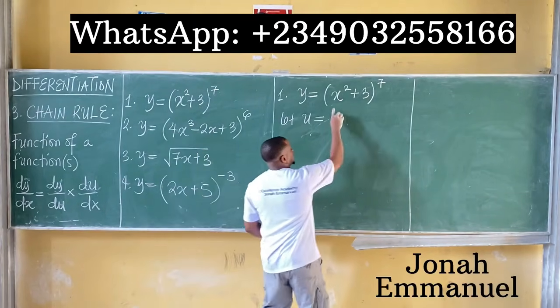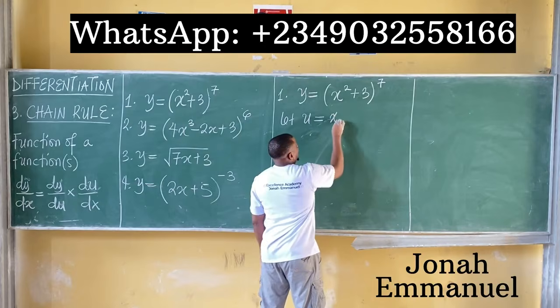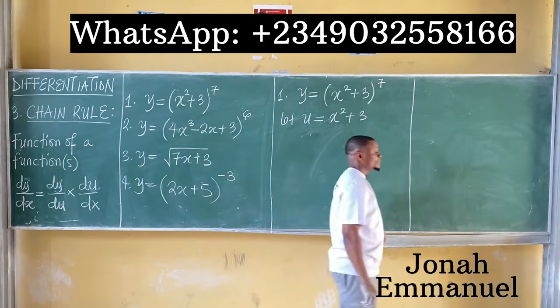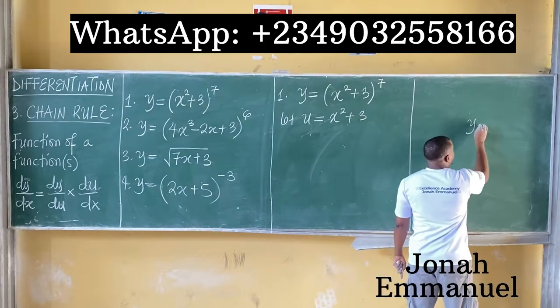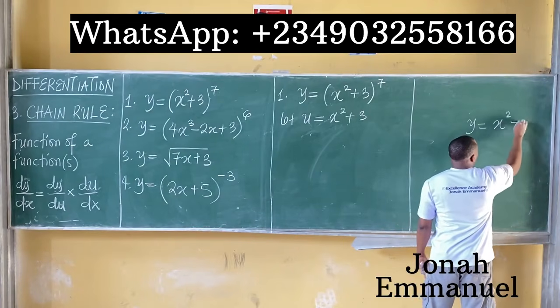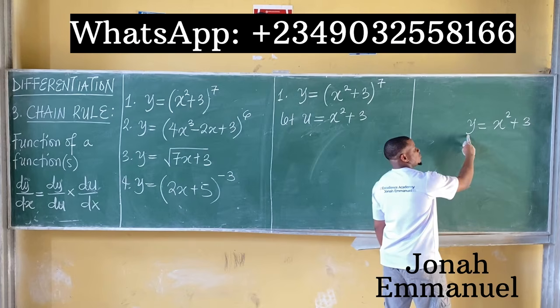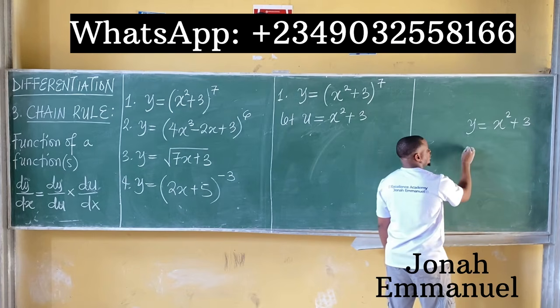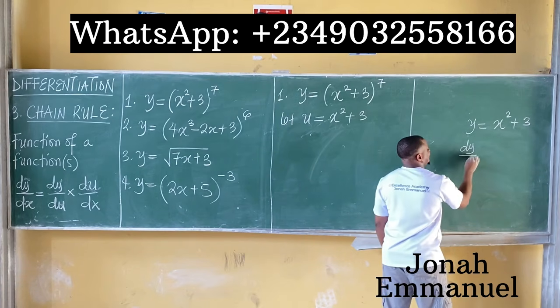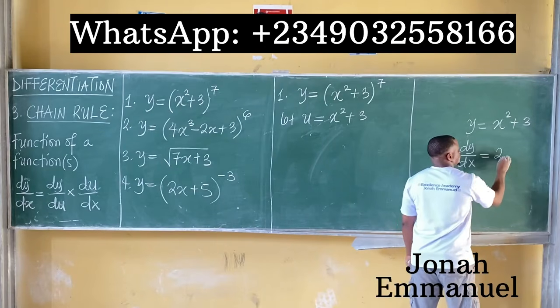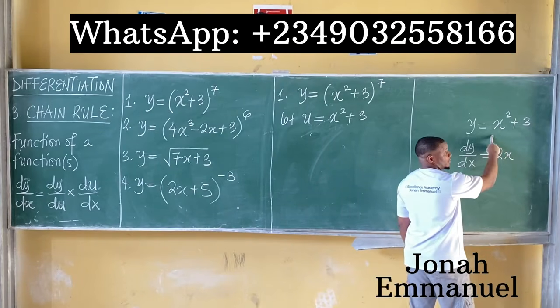In this case, what do you have in bracket there? X squared plus 3. Now listen. If you have y equal to x squared plus 3, for instance, if I differentiate y with respect to x, we call it what there? dy dx. And what's the value here? 2x.